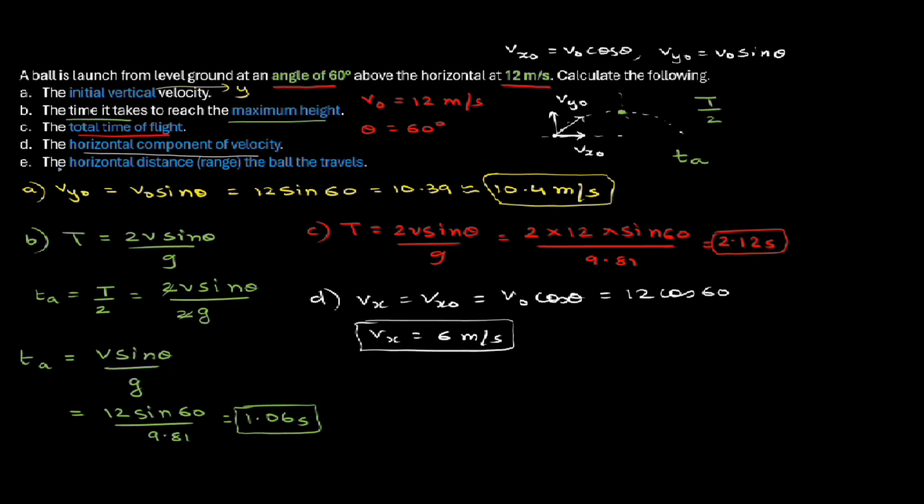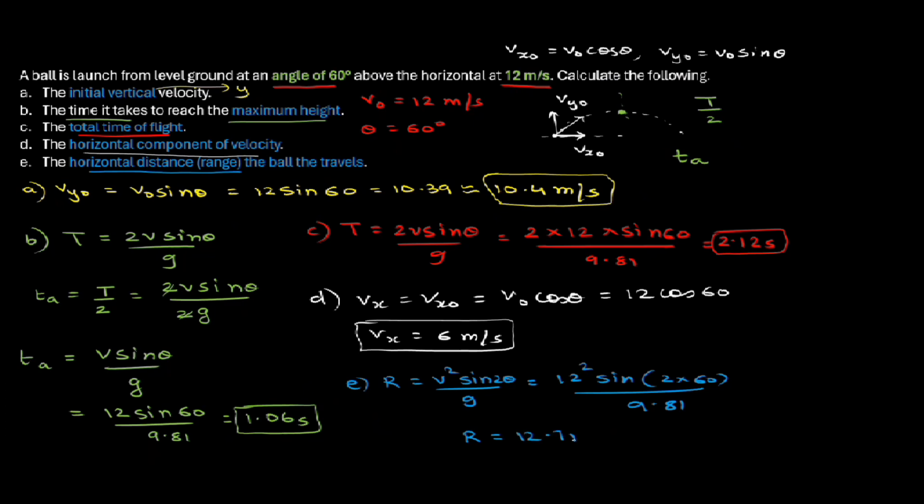Now the final part of the question is asking you the horizontal distance, or the range, the ball moves. So part E wants me to find the range R, which is V squared sine 2 theta over g. Let's substitute. V is 12 squared, sine of 2 times 60, over 9.81. That gives me the range as 12.7 meters.